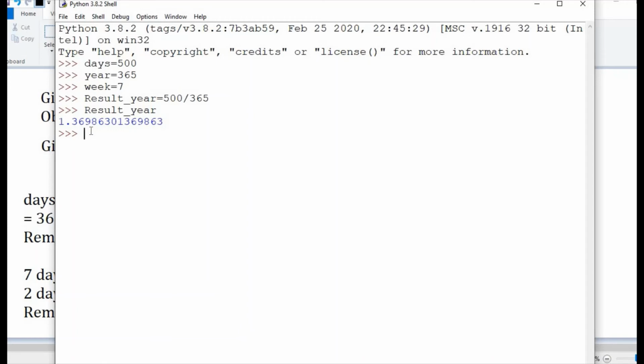All right, and what else do we want? Now I want to find out the number of weeks. So 1 week equals 7 days, and then we want the remainder of this. So this is going to be 500 modulus 365 inside brackets, right? Because we want to work with the remainder, and then divided by 7. So we have 19 weeks.